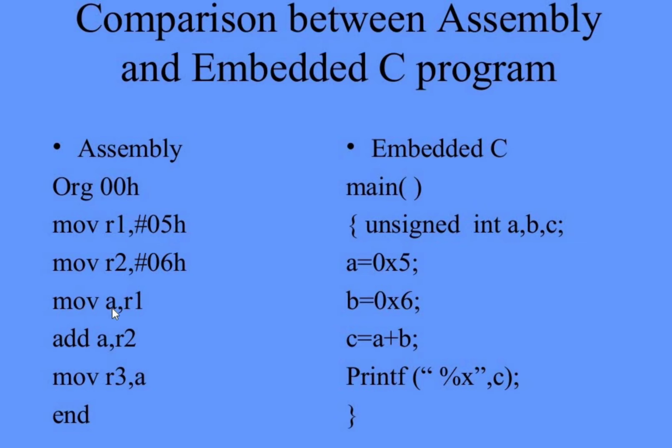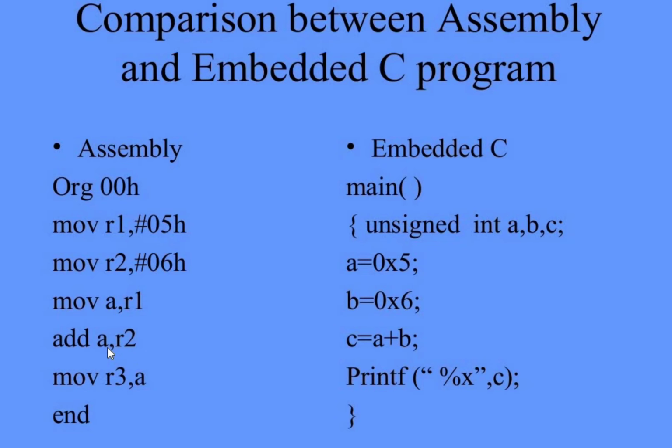Here MOV A, R1 moves the content of R1 into the accumulator, then ADD A, R2. This is the instruction of the assembly language, and we have to follow the same instructions whenever we want to do this. What is the meaning of ADD A, R2?